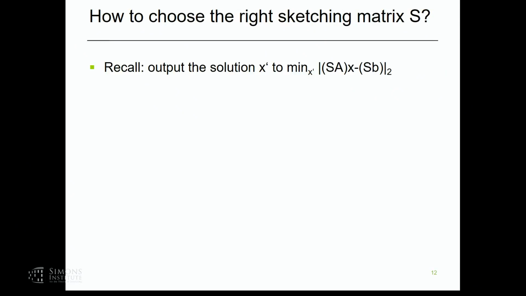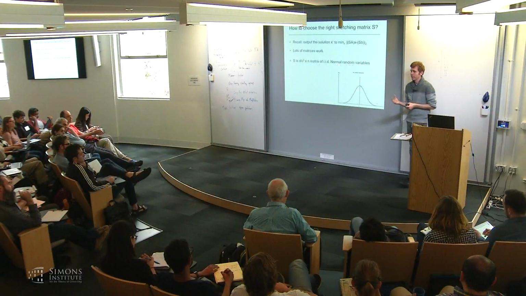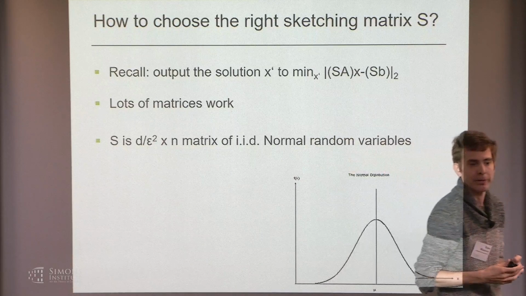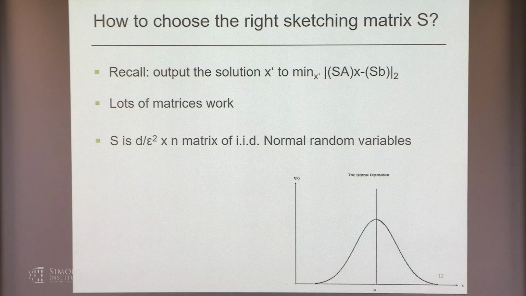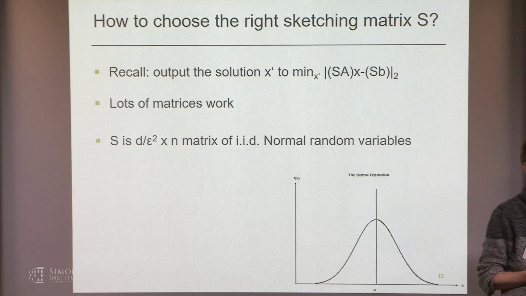Okay, so how to choose this matrix S? Lots of families of random matrices work. The first that might come to mind is a matrix of IID normal random variables. It turns out that if you choose the entries in S to be IID standard Gaussians, multiplied by a scalar factor, then this works. So the sketch and solve paradigm works if I choose the number of rows in this matrix S to be order d over epsilon squared. I just replace A with SA and b with Sb, solve the small problem, and I'll get a 1 plus epsilon relative error approximation.